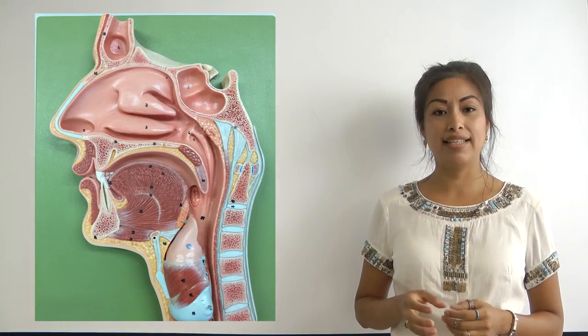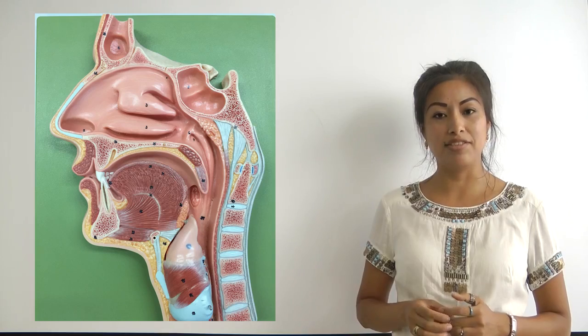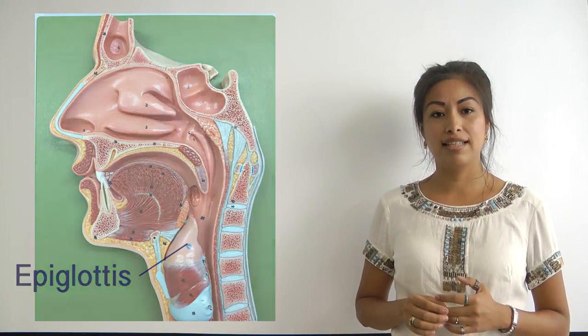When we eat, the trachea is closed off by the structure known as the epiglottis. Have you ever experienced food going the wrong way and you have a coughing fit? Well, that is what happens when the epiglottis does not close off the trachea properly, and the food that was meant to go down your esophagus gets into the airway.